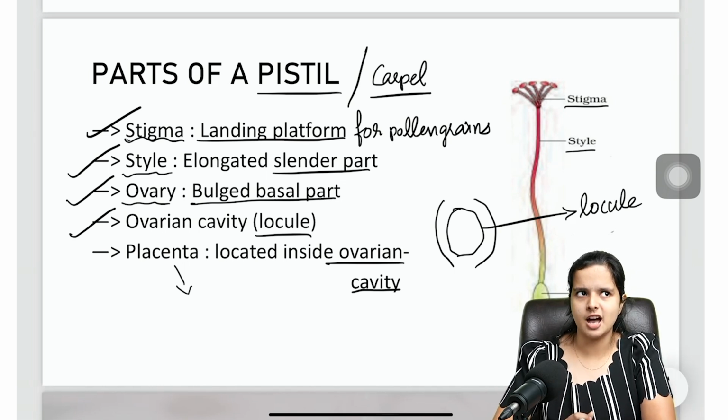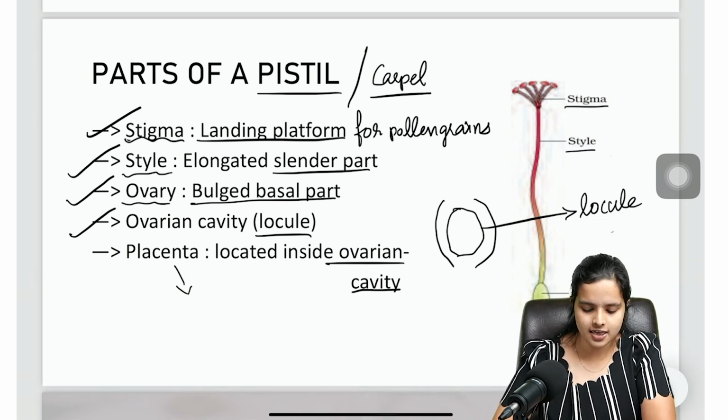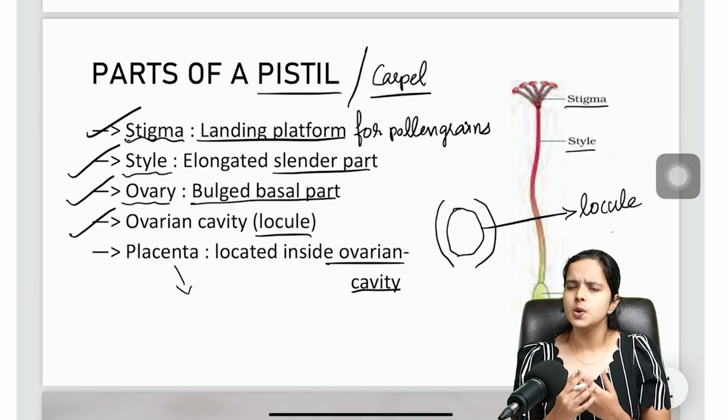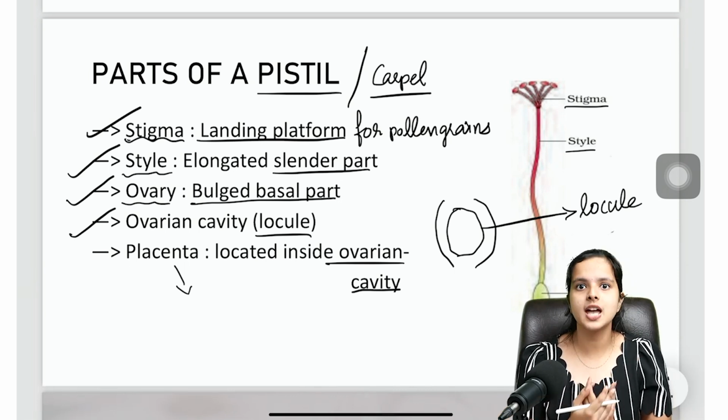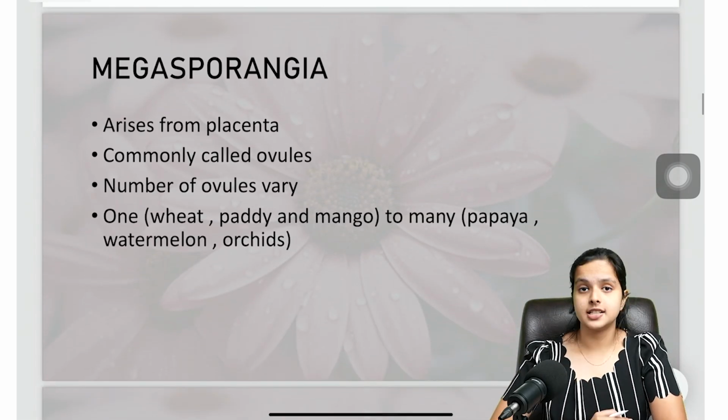It's kind of similar. You have a stigma, which is a landing platform, and then you have a style, which is similar to the filament in the stamen. It's a slender stalk. And then you have the ovary, which is the bulged portion. Which was the bulged portion in the stamen? It was the anther, right? It was at the top. But over here, it's at the bottom. That's the only difference.